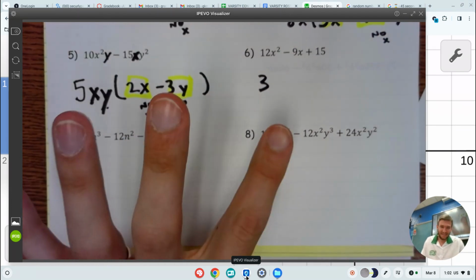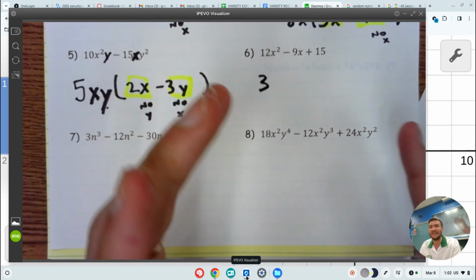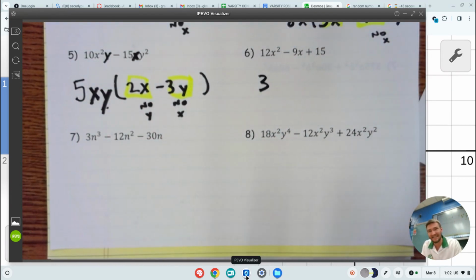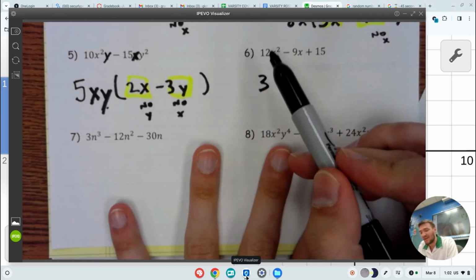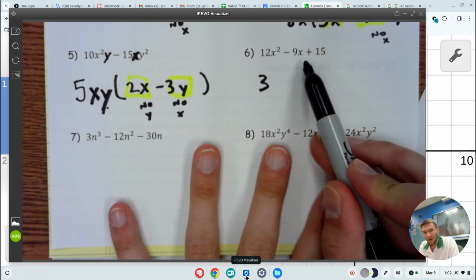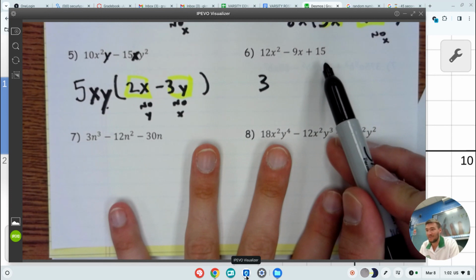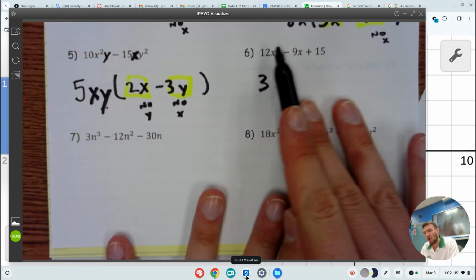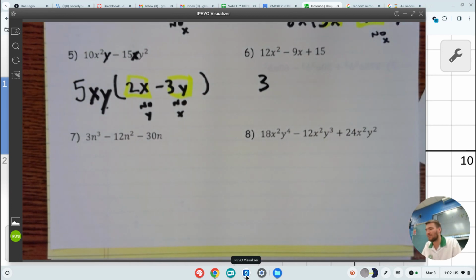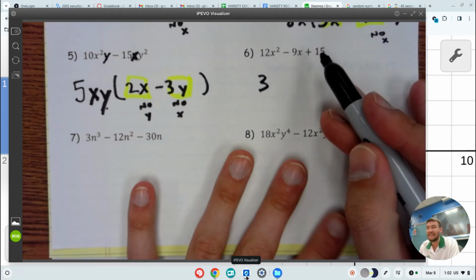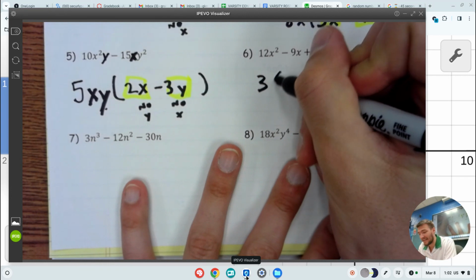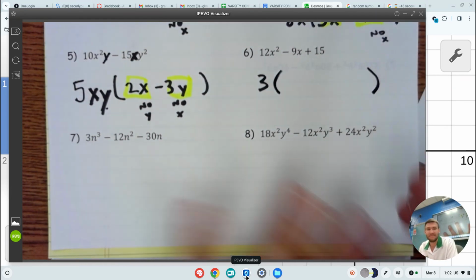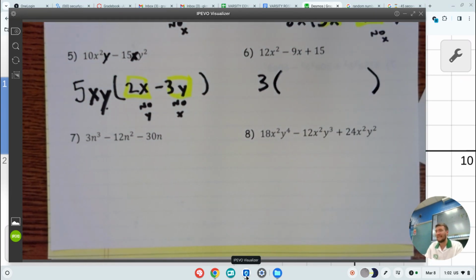All right, so we got the 3. Now let's look at the x's. How many x's are we gonna pull out of this equation? So we've got 2, 1, and 0. This 15 has no x's. Can all 3 kids afford to give away an x? This 15 cannot. So this is all that we're giving up. That's it. We're not taking out any x's.